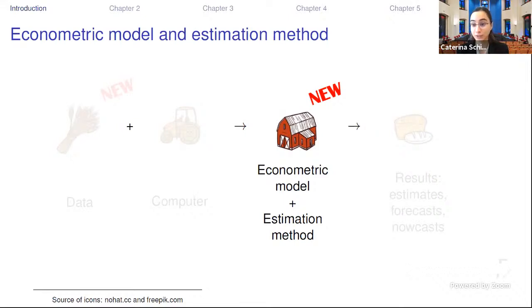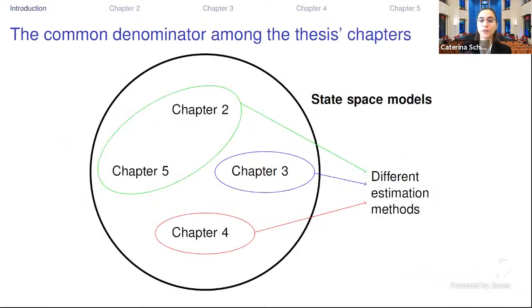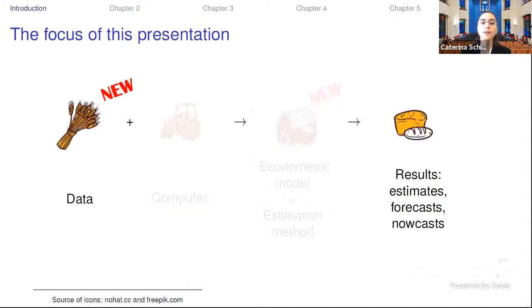Now, the econometric models that I use in my thesis are called state space models and are suited to analyze time series data. I use these models in all chapters, so that's what glues all chapters together. However, the estimation methods that I employ to estimate these models differ among chapters. But I would like to focus this presentation on the data that I use and on the final results.